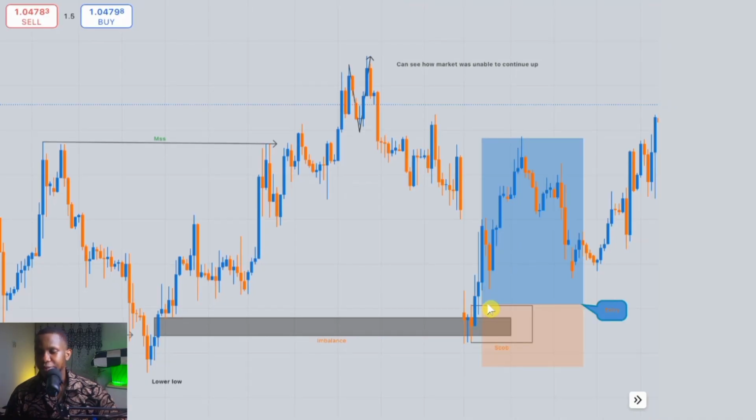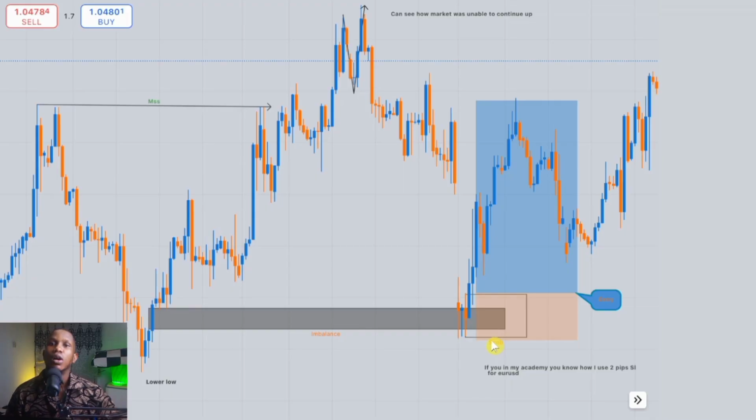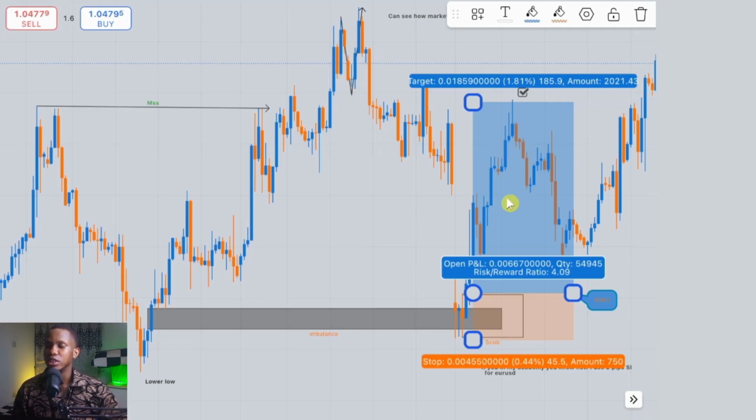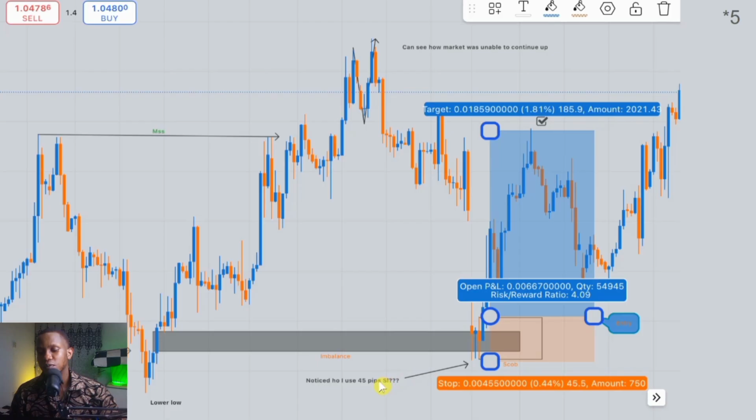which I made my entry from. And my stop loss, if you're in my mentorship, you know how well I use the 2 pip stop loss for the EUR/USD, guys, and this gave me a 1:4 risk to reward ratio, guys. And notice how I used a 45 pip stop loss here. This is how I trade.